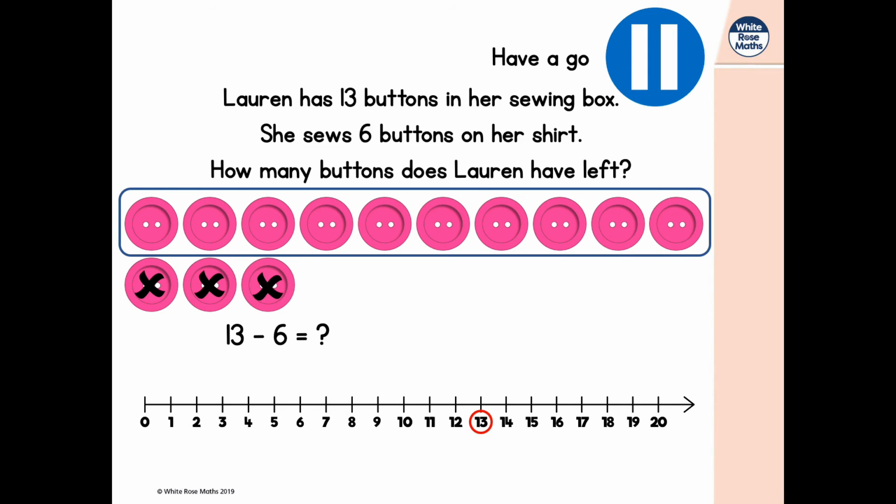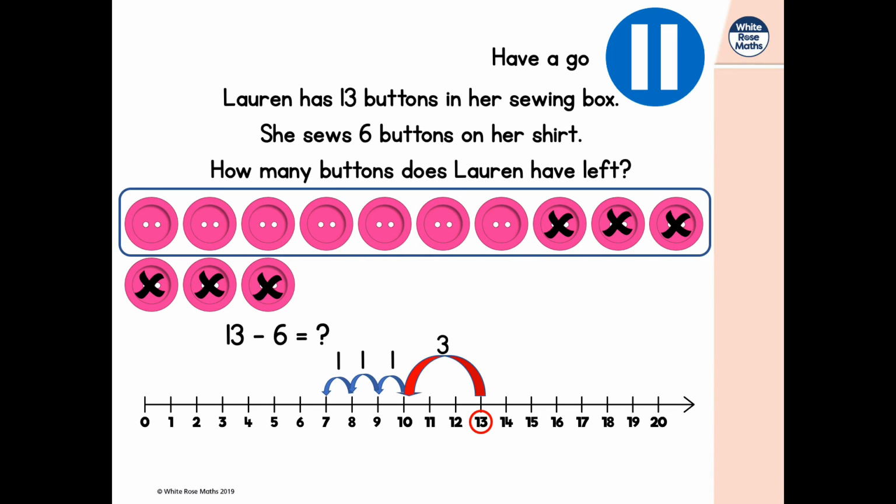Is that what you did? There's one jump of 3, which brings us down to 10. And we can see that because that's how many we looped at the top. The only thing is, she didn't sew 3 buttons, she sewed 6 buttons. So we have to keep going. Let's cross off one more and show that on our number line. We've now crossed off 4, so we need another one and show that on our number line. That's 5, so we need one more.